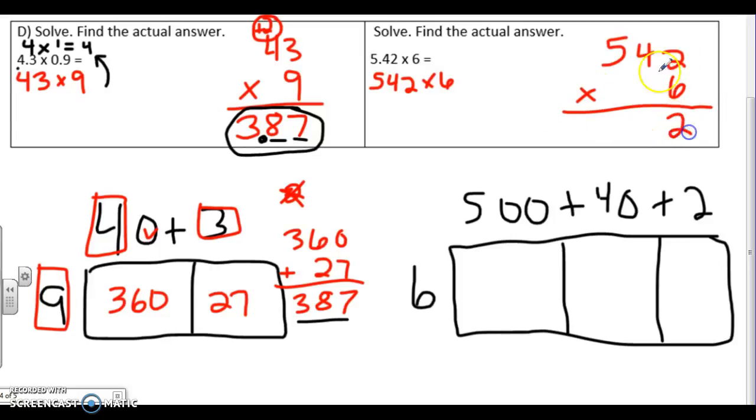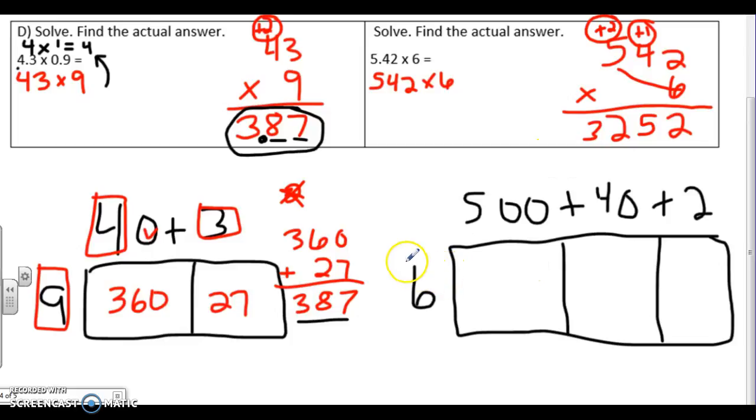6 times 2 is 12. Carry the 1 next door. 6 times 4 is 24, plus 1 is 25. Carry the 2 from the 25 over to the hundreds place. And 6 times 5 is 30, plus 2 is 32.